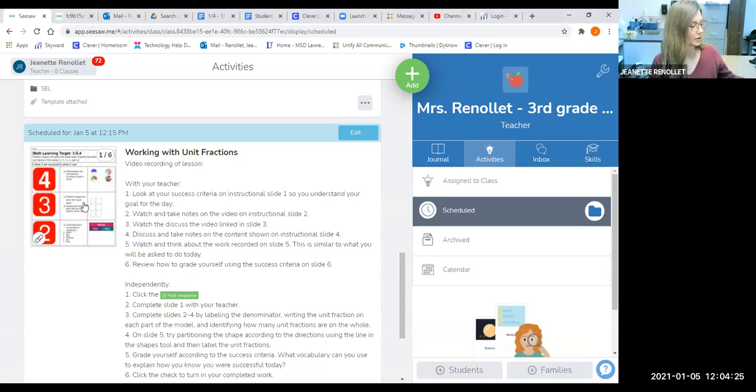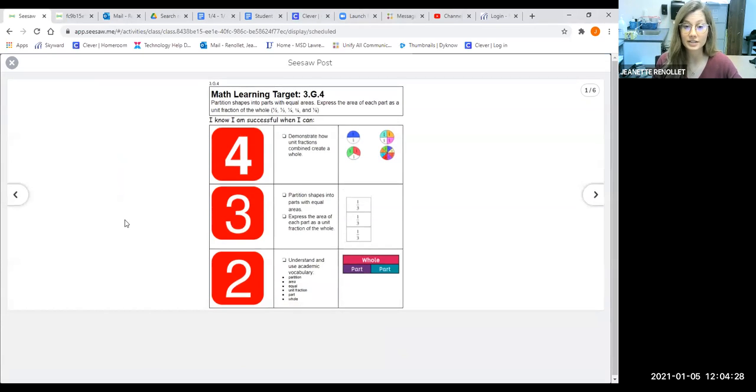All right, in math today, we're going to begin with our success criteria. We know that we are working on partitioning shapes into parts with equal areas. So we have learned about the area inside of a shape, and we have learned about different shapes. But this week, we're really focused on fractions. We're focused on what happens when you have a shape and you partition it into equal parts.